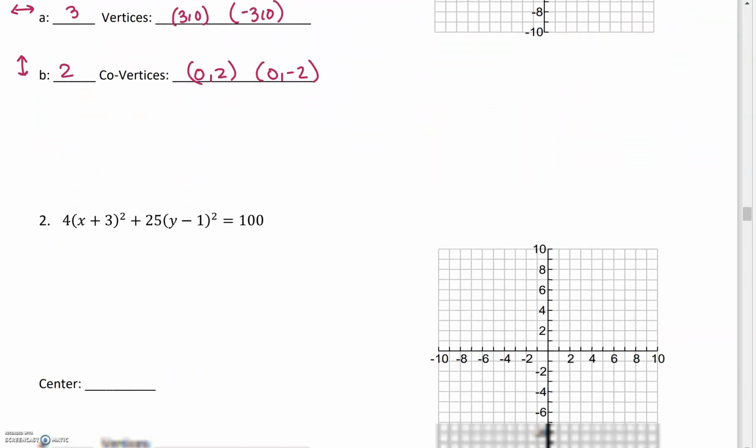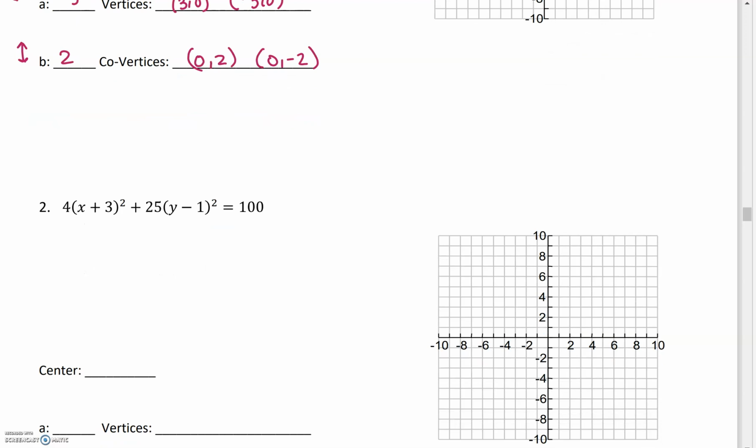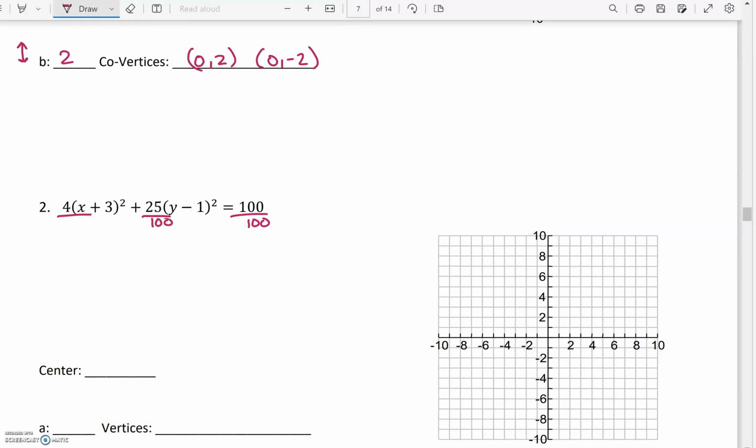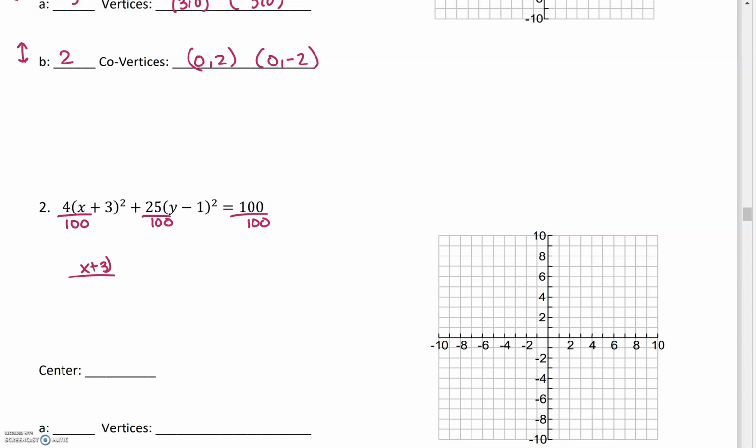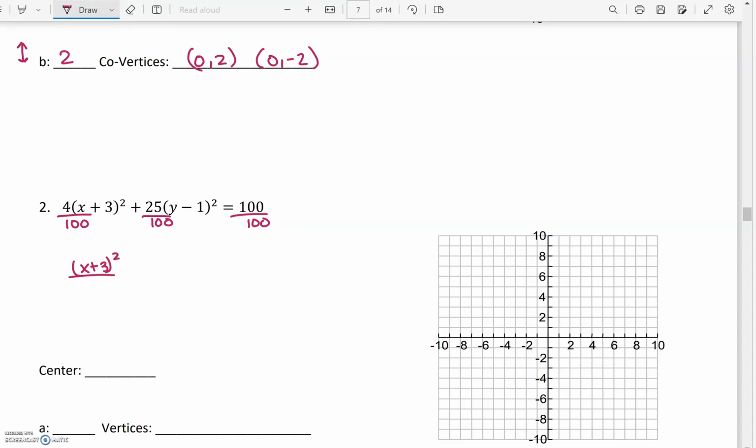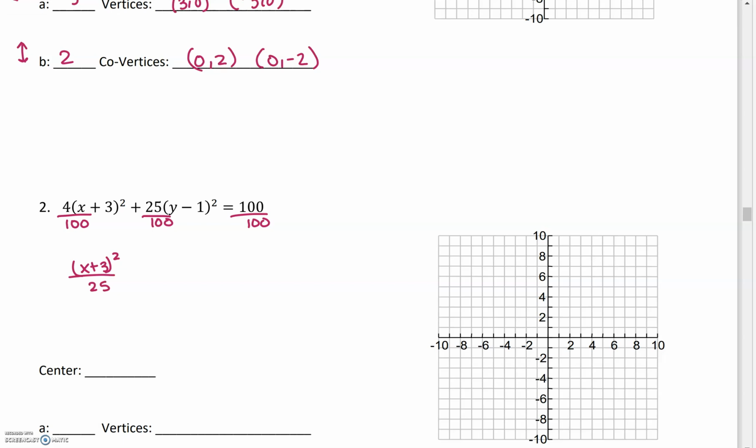So in this next example, we do need to get this to be 1. So we're going to go ahead and divide everything by 100 because we want it always to equal 1. And so we wind up with x plus 3 squared over 25, or 1 over 25, but we're not going to put the 1, plus, and then 25 over 100 there is y minus 1 squared over 4. And now we're equal to 1.